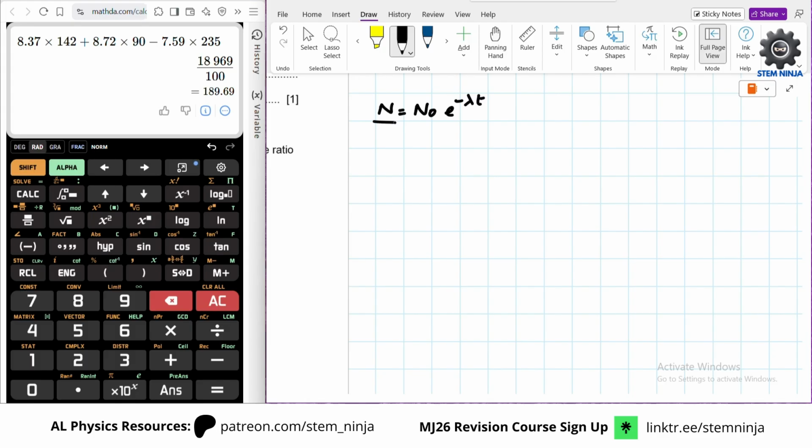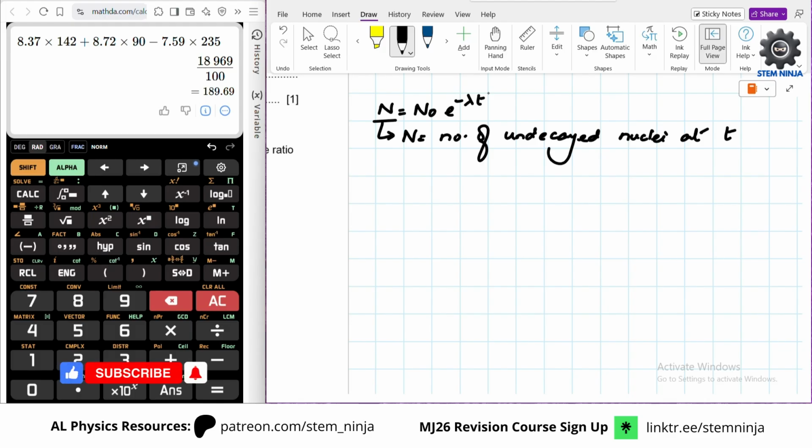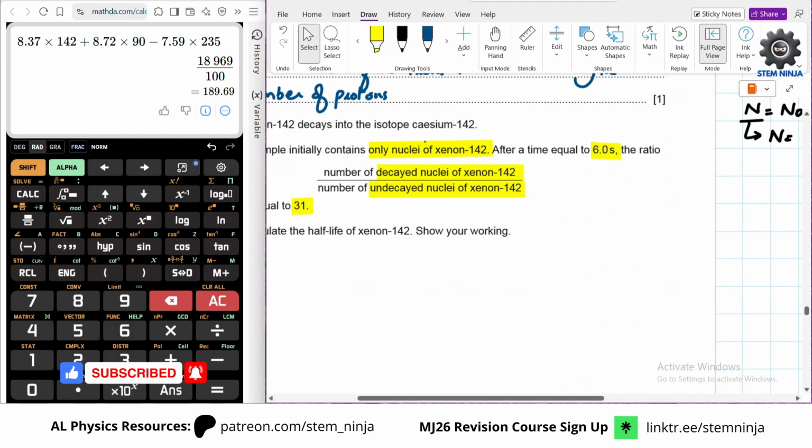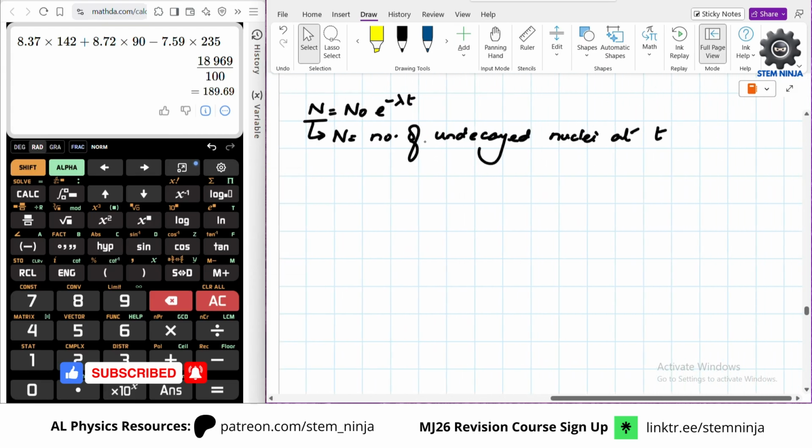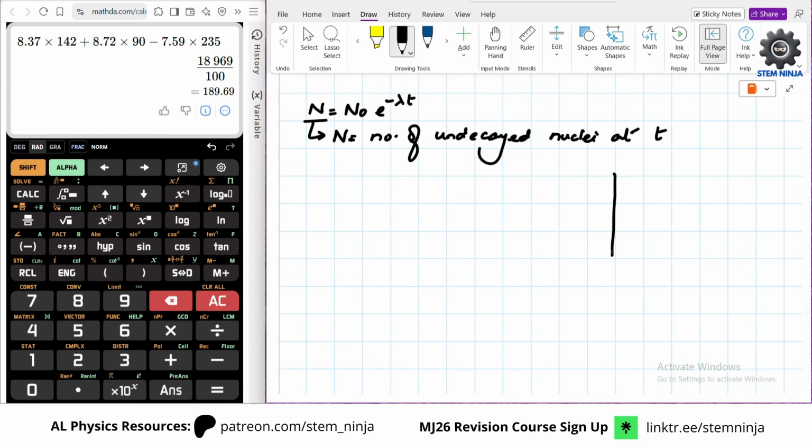Okay, so one mistake the students often make is that when we have this equation, N equals N naught e to the minus lambda t, they think this is the number of decayed nuclei, but no, this is the number of undecayed nuclei at time t, where N naught is the number of starting undecayed nuclei. However, we have decayed nuclei also. So how do we reconcile these two pieces of information?